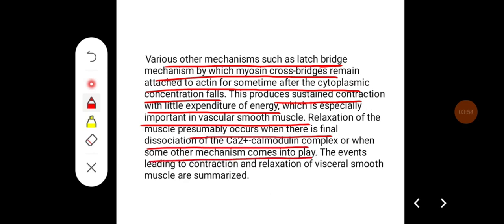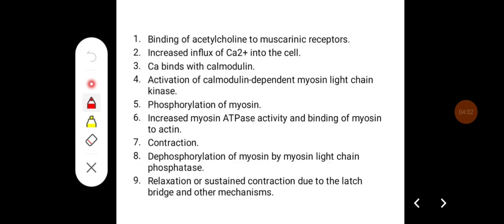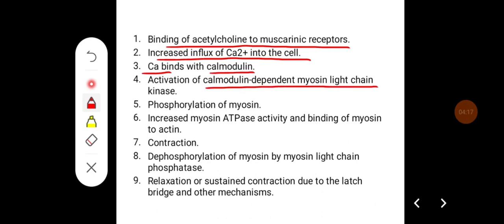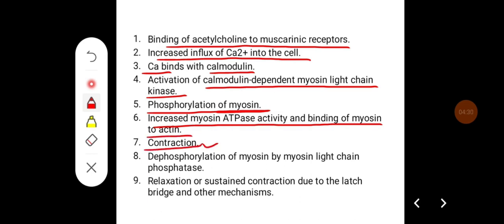mechanism comes into play. The events leading to contraction and relaxation of smooth muscle are summarized below. Initially, binding of acetylcholine occurs to the muscarinic receptor, which causes an increase in influx of calcium into the cell. Calcium binds to calmodulin. There will be activation of calmodulin-dependent myosin light chain kinase, which leads to phosphorylation of myosin. Increased myosin ATPase activity and binding of the myosin to actin occurs that leads to contraction.